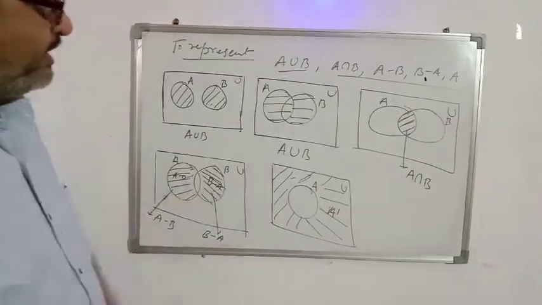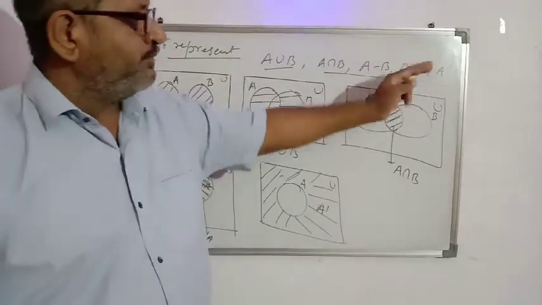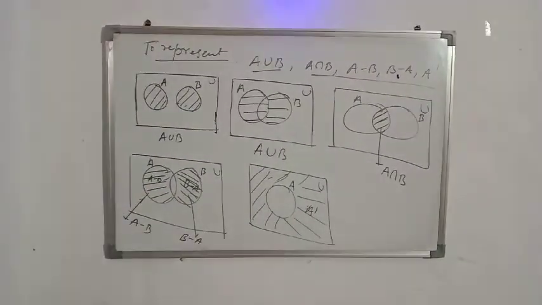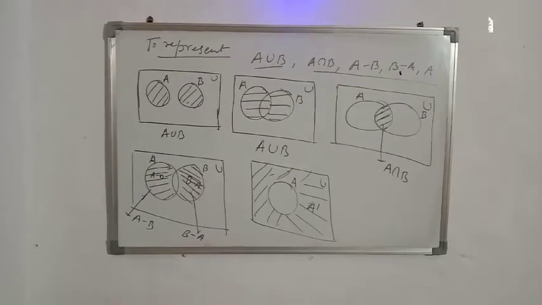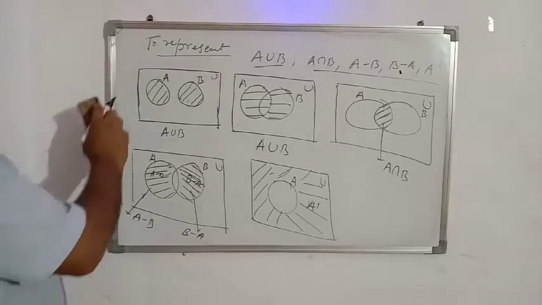So in this way we can represent A union B, A intersection B, A minus B, B minus A, and complement of A by Venn diagram. I hope that it is clear. So let us see the next topic.